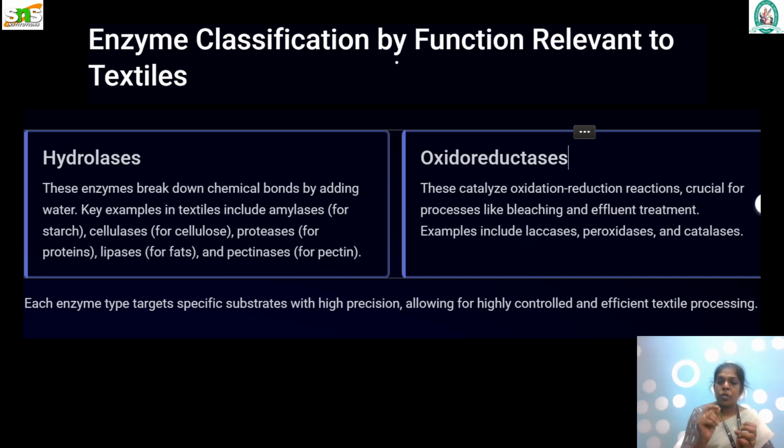And the next one is oxidoreductases. These enzymes are very much used in oxidation and reduction reactions. Usually we use them for bleaching and effluent treatment. Examples include laccases, peroxidases, and catalases. Each enzyme has a different target and different substrate, and they are highly precise, allowing for highly controlled and efficient textile processing.